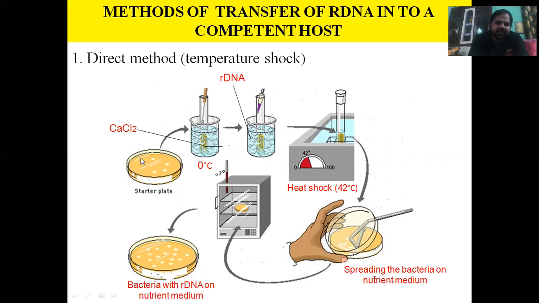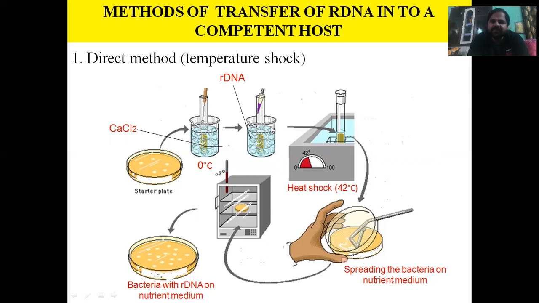Now we can see in this figure that we have taken the bacterial cell in this tube. In this tube, we have put the bacteria along with calcium chloride. Now we can see that we have put our recombinant DNA, which we have prepared already. We will put this recombinant DNA along with calcium chloride and bacteria at 0 degrees centigrade, which means we can create this environment in ice. We will put all these things, recombinant DNA, calcium chloride and bacteria, in ice.